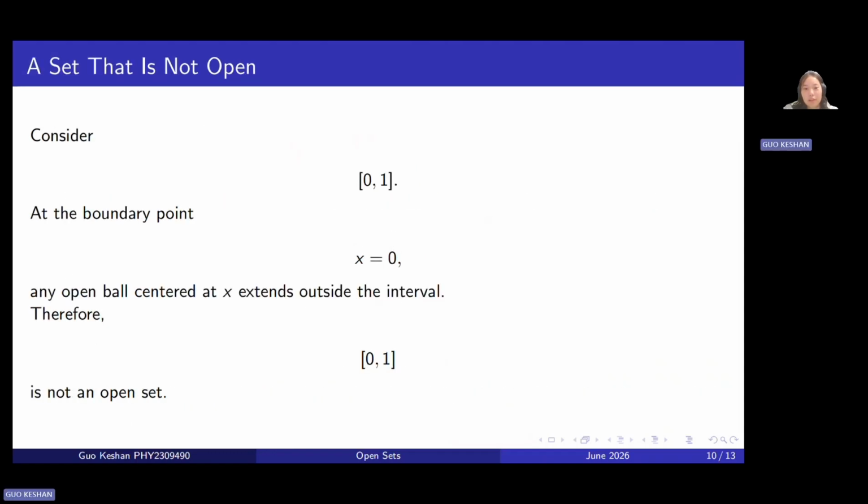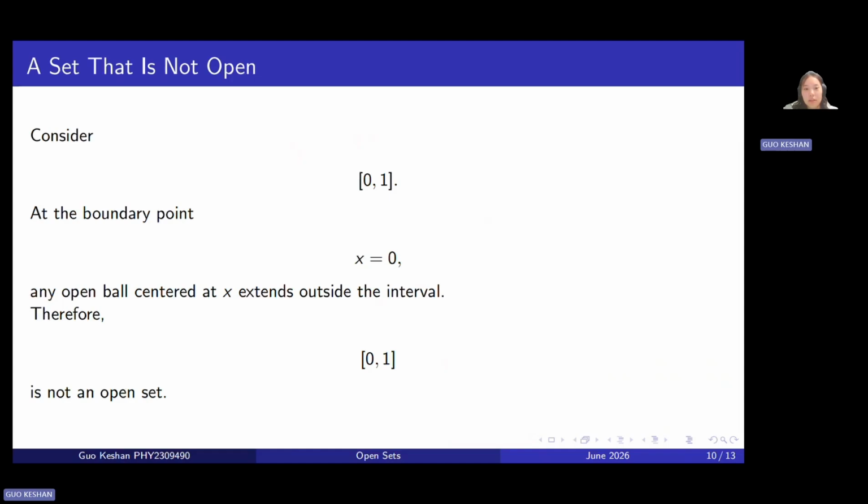Now let's also consider a set that is not open. Take the closed interval 0, 1. Notice that the problem is not the points inside the interval. Every interior point satisfies the definition. The only issue is the boundary point, since the definition requires every point to satisfy the condition. One counterexample is enough to conclude that the set is not open.